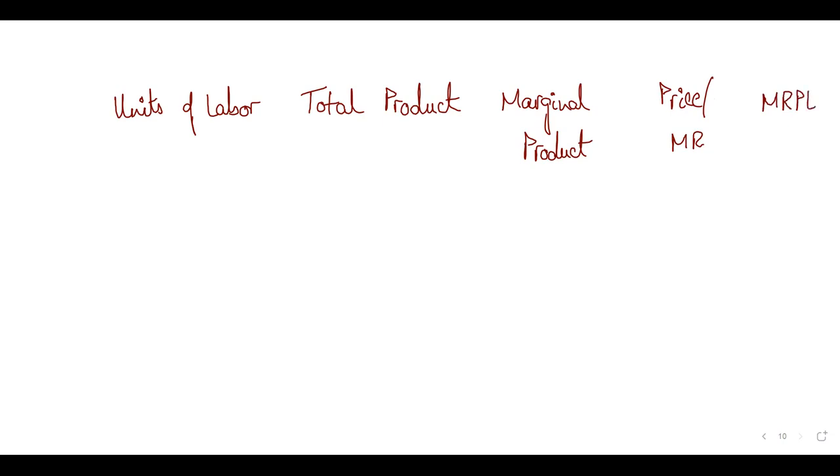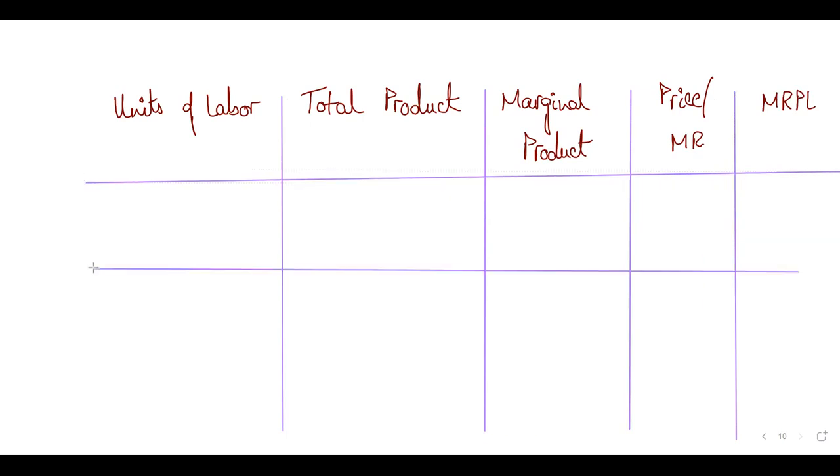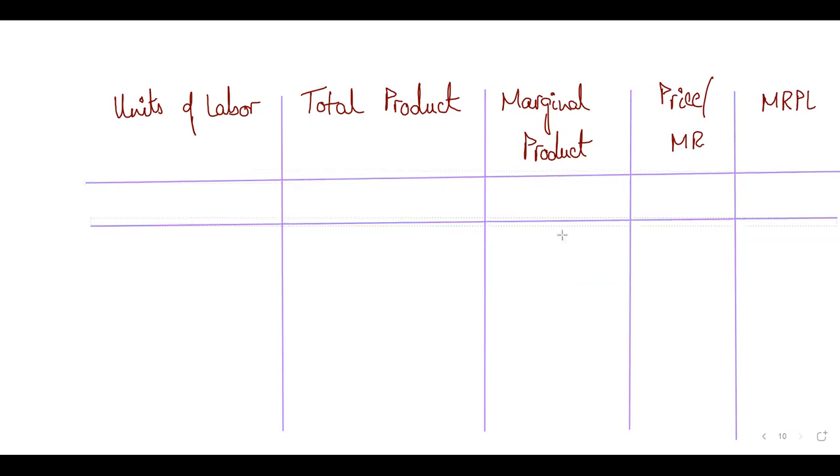Now, what we're about to do here is get an idea of what the shape of the demand for labor curve would be, because that's based on marginal revenue product of labor. So we are about to calculate marginal revenue product of labor. Have a look at this.